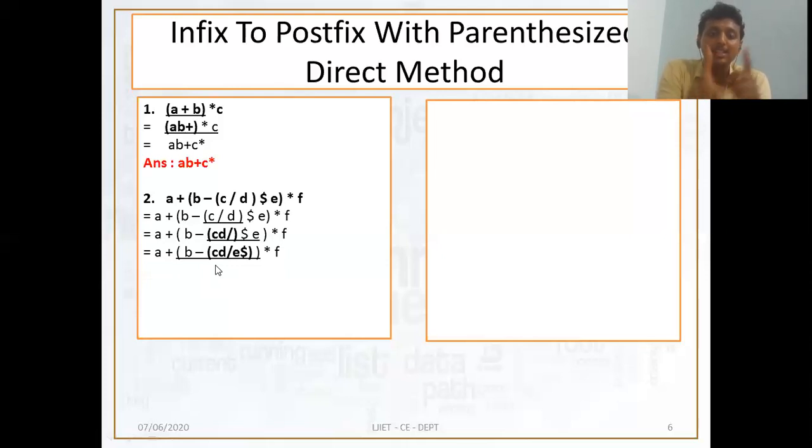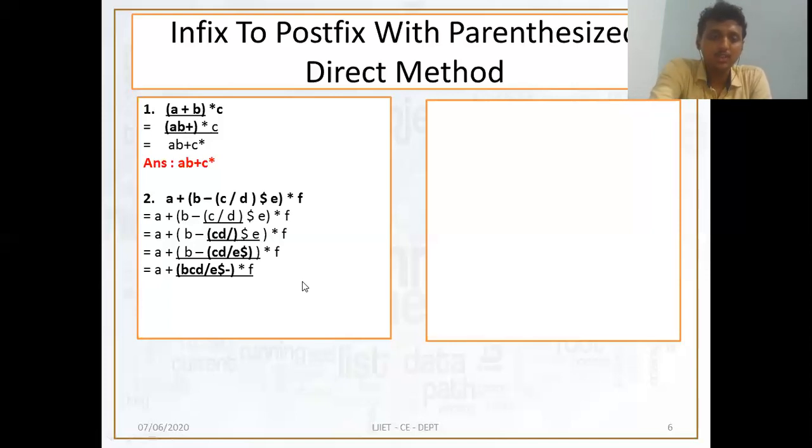Still our brackets are there. Again solve b minus cd division e dollar. It will become b, then cd division e dollar, and put minus after it: b cd division e dollar minus. Next, plus and star. Now is there any bracket left? No. So do it as your normal method. From plus and star, which operator has higher precedence? Star. So solve star first.